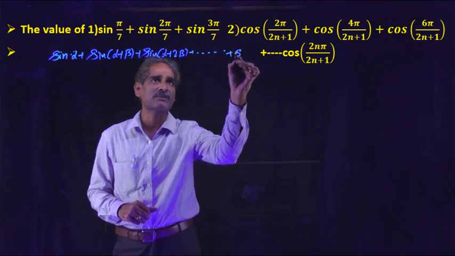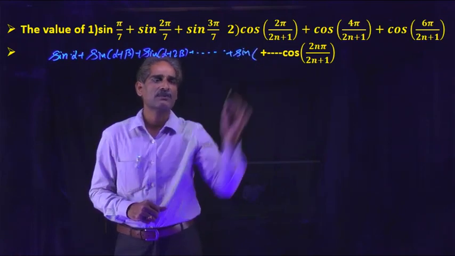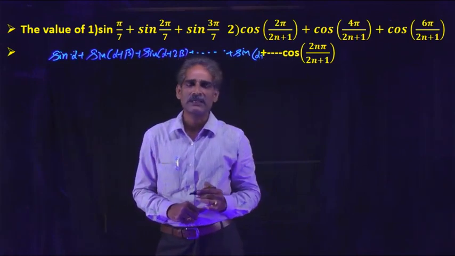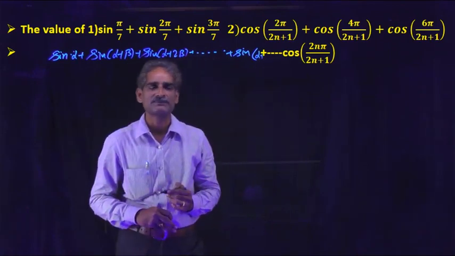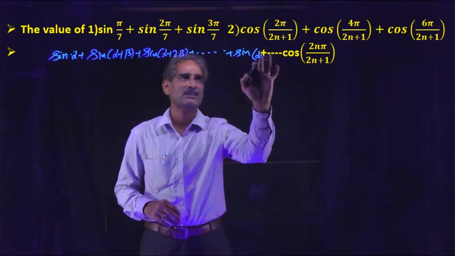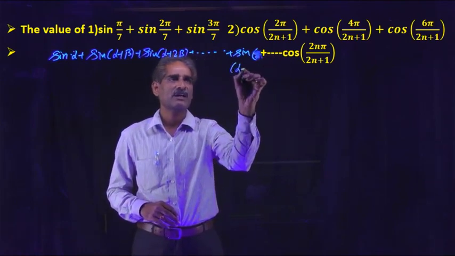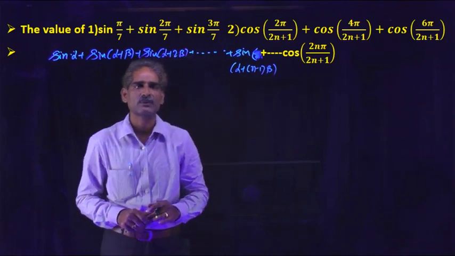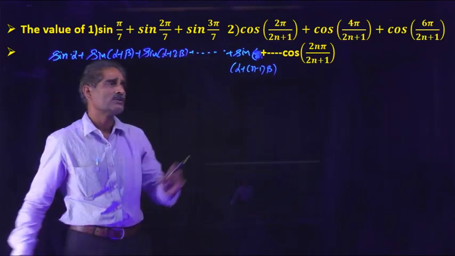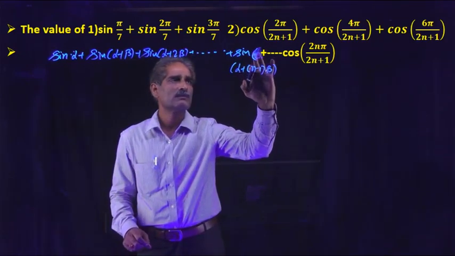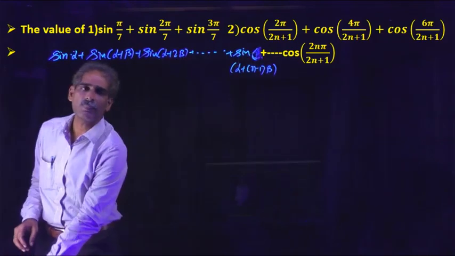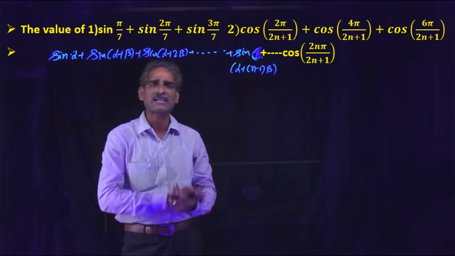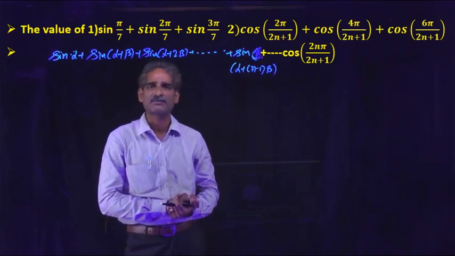Suppose the last term is sine of alpha plus n minus 1 into beta. So the last term is sine of alpha plus n minus 1 into beta. Okay, so now, alpha plus n minus 1 beta. This expression contains n terms.